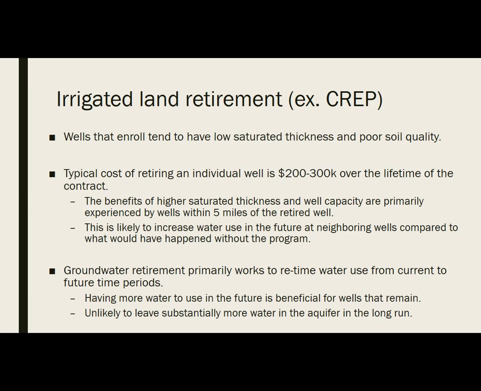The cost of retiring an individual well is on the order of $200,000 to $300,000 over the lifetime of a contract, and the benefit from that well retirement, which leaves more water in the ground, tends to increase saturated thickness levels within a 5-mile radius of the retired well. And so what we know is that because saturated thickness levels are higher near retired wells than they otherwise would have been, those neighboring wells tend to use more water. So they tend to get the benefits of the retirement program.